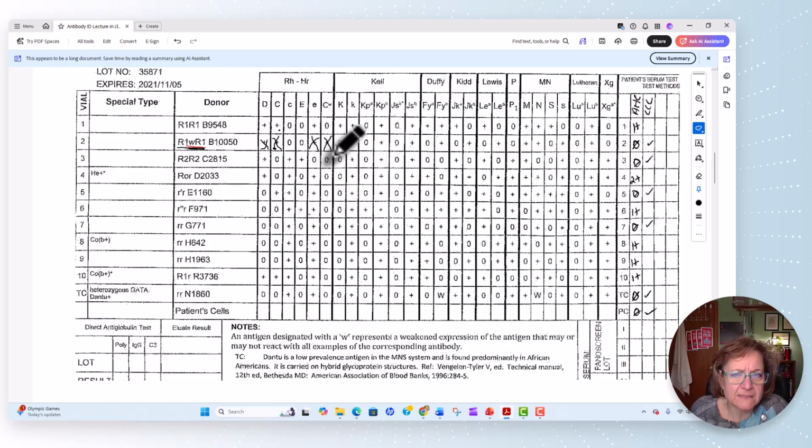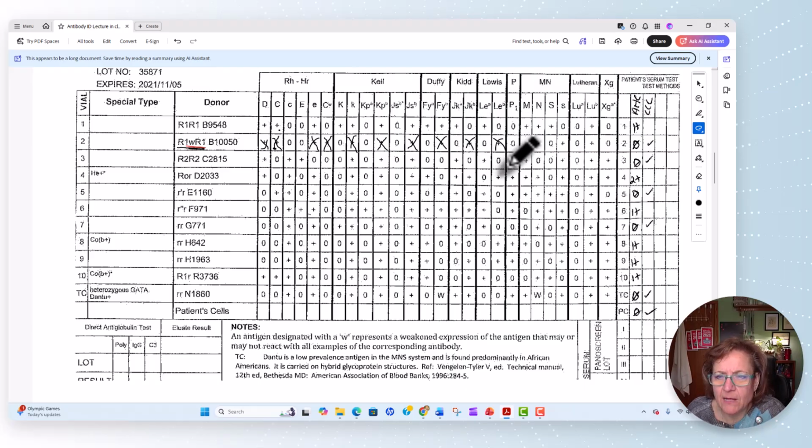My pairs here are big K, little k. There's no big K, so I give it an X. There's no KPA, but there's KPB, double dose, gets the double lines. JSA is negative, JSB is positive, double dose, gets the double lines. Duffy A is negative, Duffy B is positive, gets the double lines, gets the X. Same here, JKA is negative, JKB is positive, it gets the X. Lewis A is negative, Lewis B is positive, it gets the full X.